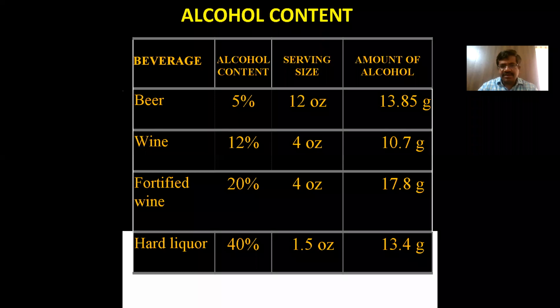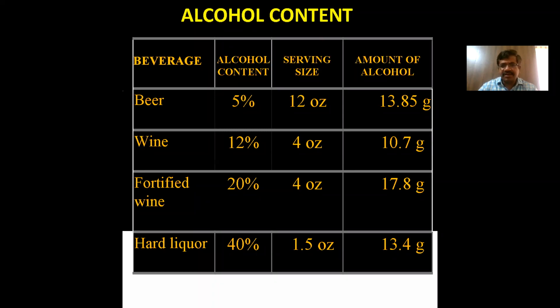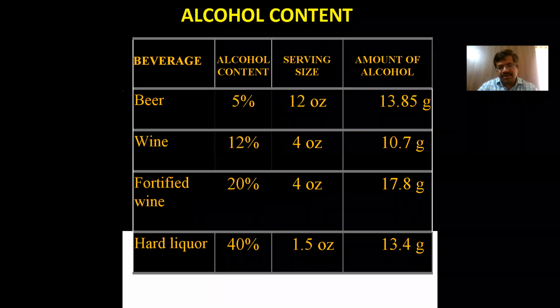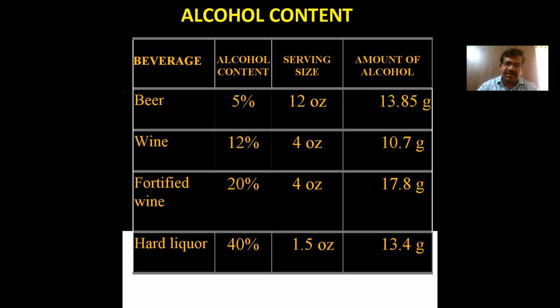And this is what the serving size is. You can say 12 ounces. Converted into ml, it comes to around 350 plus. And you can also see for the hard liquor, the serving is 1.5 ounces. The serving quantity is very small in hard liquor. But if you count the amount of alcohol content, you can see that it is 13.85 grams for the beer, and the hard liquor is 13.4 grams.